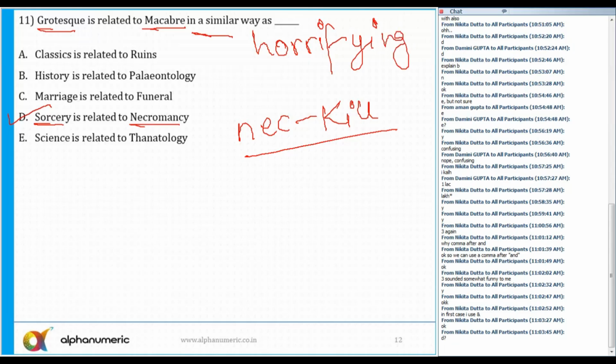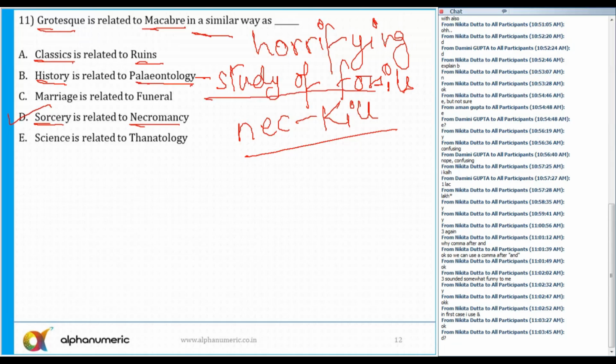Now, others are not synonyms. Classics is not a synonym of ruins. Classics are those books that were written earlier. They are not ruins. History is related to paleontology. Paleontology is study of fossils. Okay, study of fossils. So in history, we don't just study fossils. In fact, fossils is studied more in zoology. In history, we actually don't study fossils.